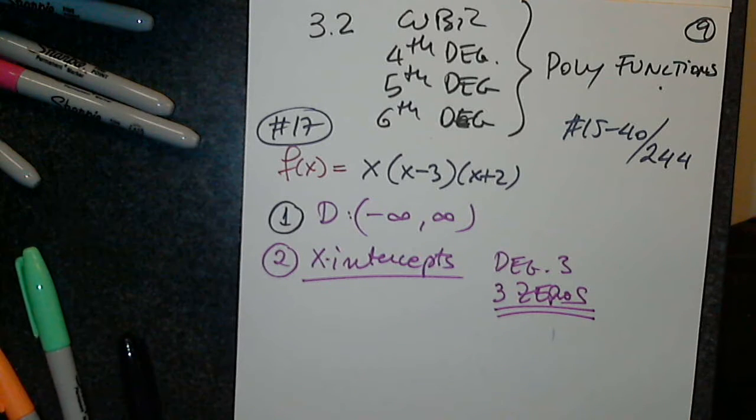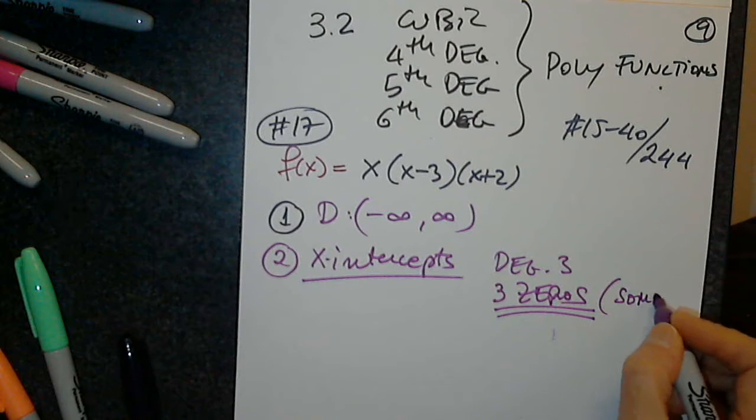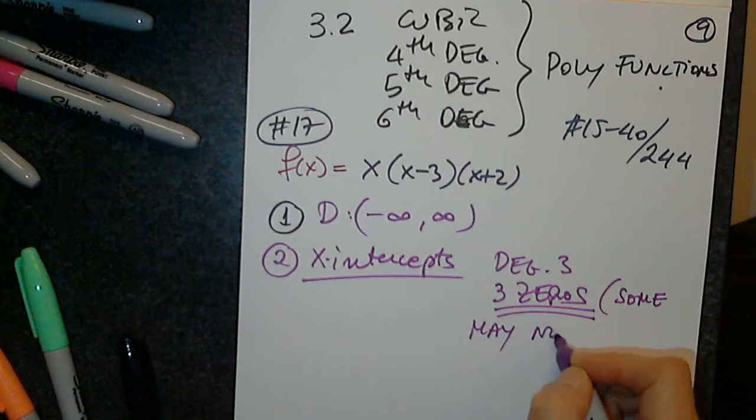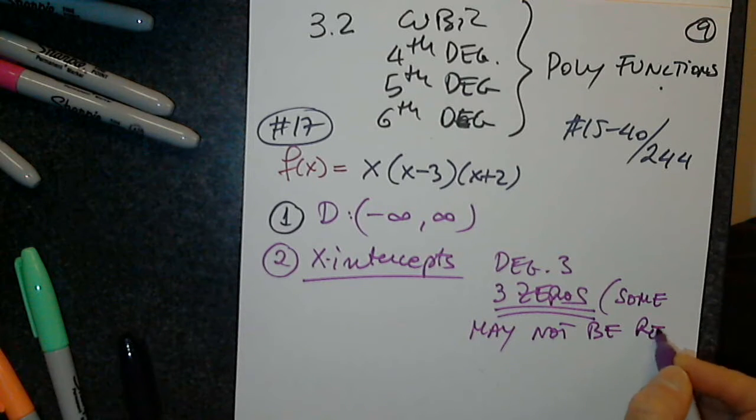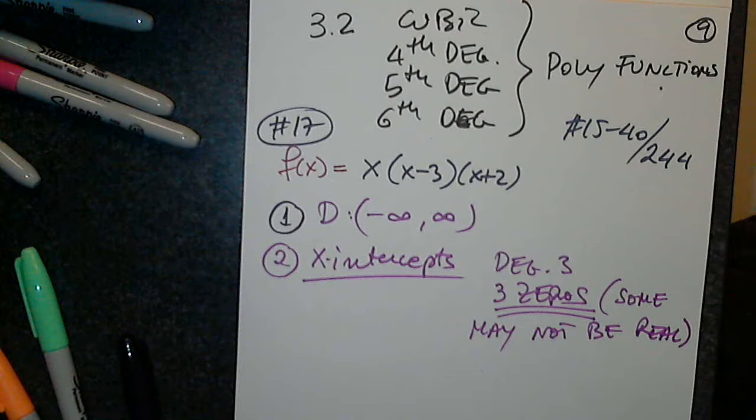However, some may not be real. When I say some may not be real, it means that I have to find 3 solutions, but maybe some of them will not exist, and the function will not cross the x-axis 3 times. It's possible, but I will find 3 solutions. Okay, how do I find the x-intercepts?